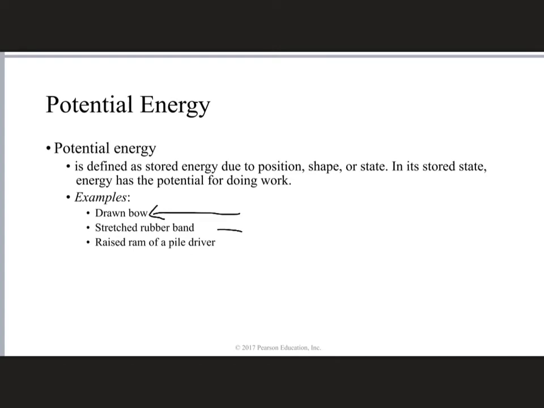Same idea with a stretched rubber band. You stretch a rubber band, you let it go, it contracts. That stored potential energy converts into motion. We can see this same idea with the raised ram of a pile driver. So if you have some object that's been lifted up some height, it's been lifted up against gravity, and then if you let it fall down, that potential energy is converted into motion again. So this is the basic idea of potential energy. It's stored energy that can be converted into some kind of motion.